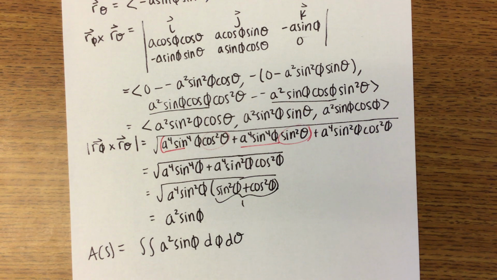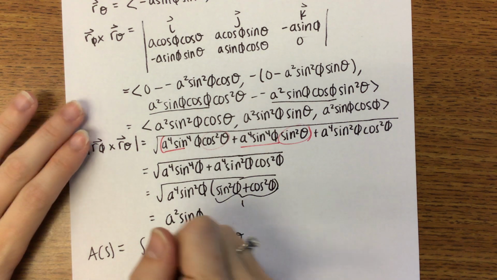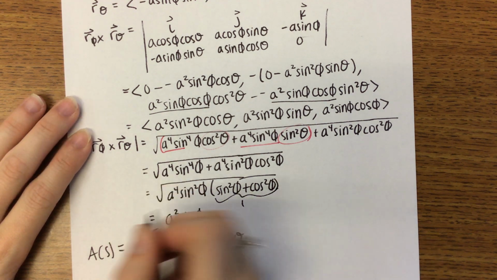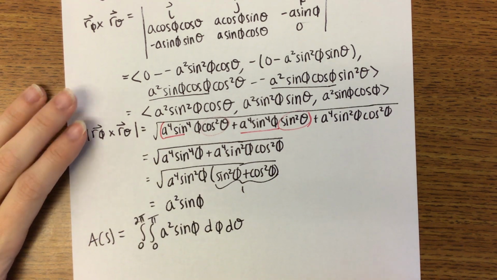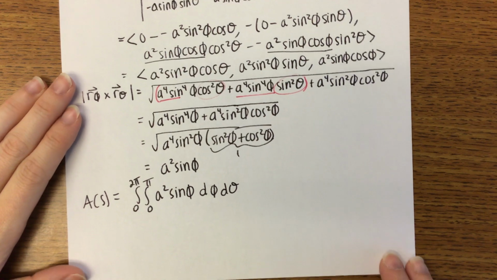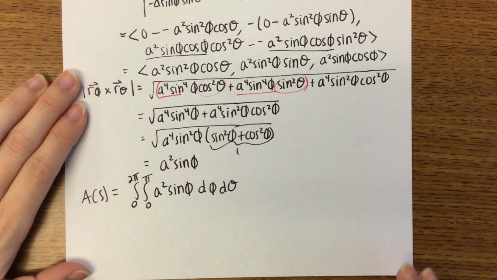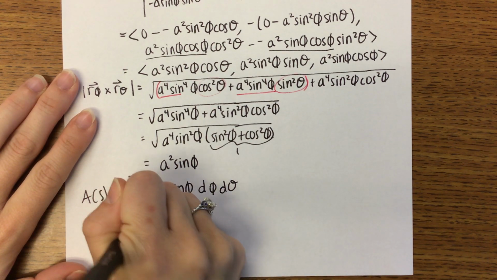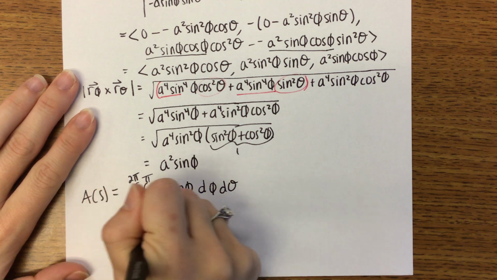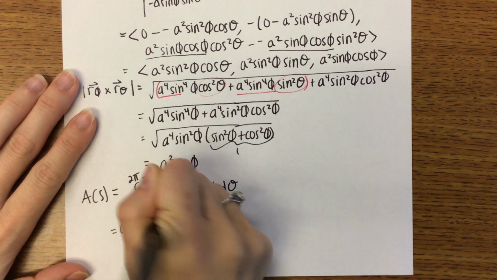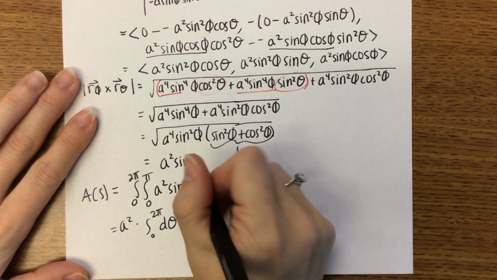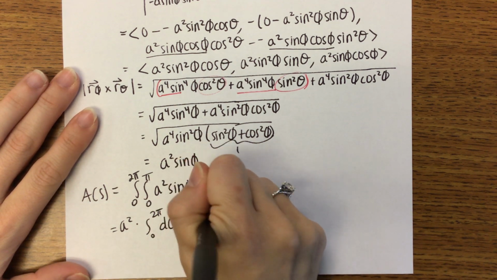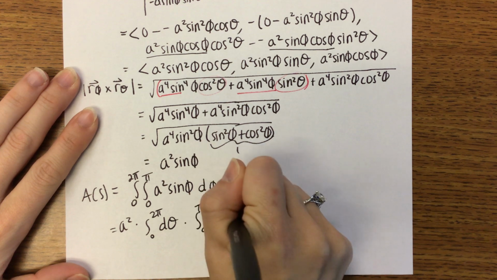Thank you. Okay, phi is from 0 to pi. Theta is between 0 and 2 pi. What's nice about this integral is we can split it up. So I'm going to take a squared out, and then I have the integral from 0 to 2 pi of d theta, and then I have the integral from 0 to pi of sine of phi d phi.